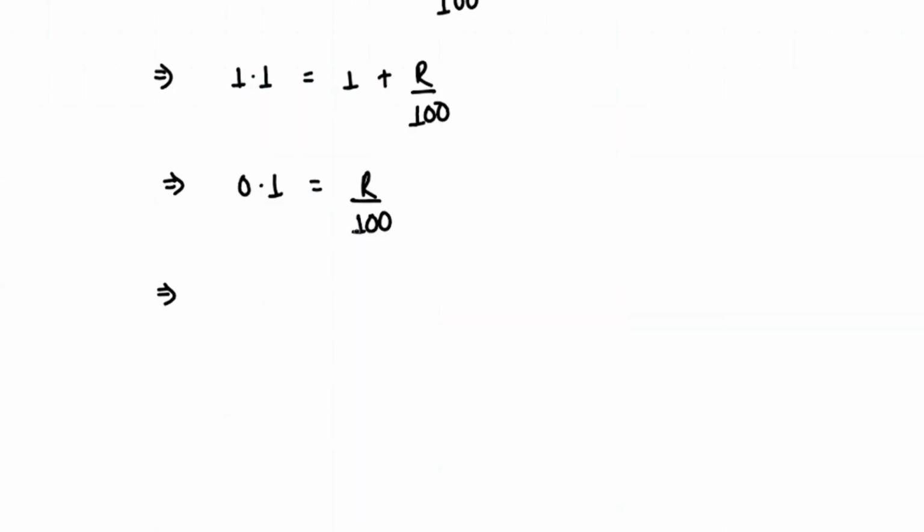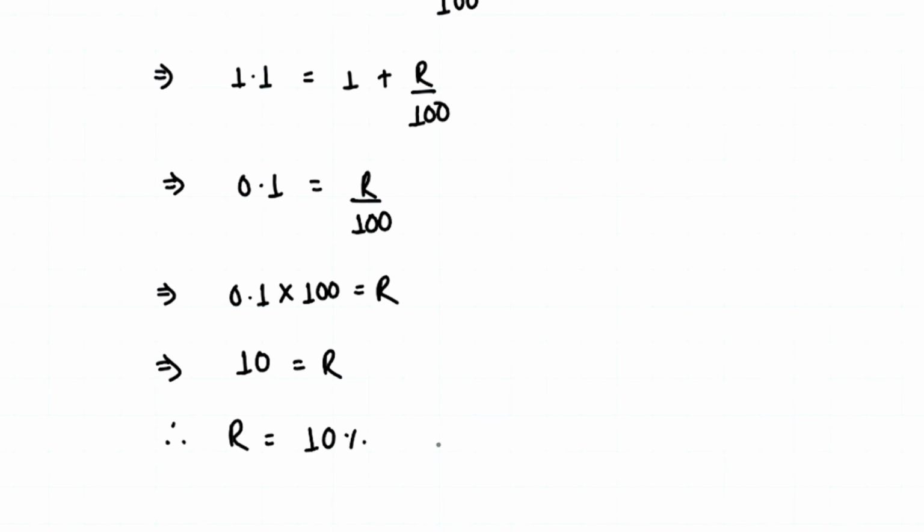And when we move that 100 to the left side, it becomes multiplied. So we have 0.1 times 100 is equal to R. And this is equal to 10, right? So we have 10 is equal to R. And therefore, our rate of compound interest is 10%. And done. We have found the rate.